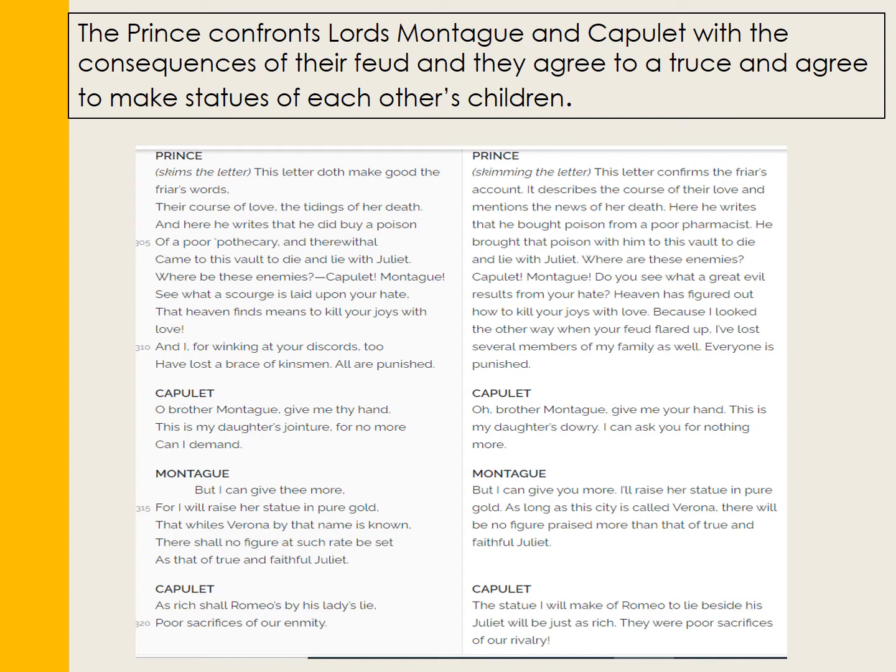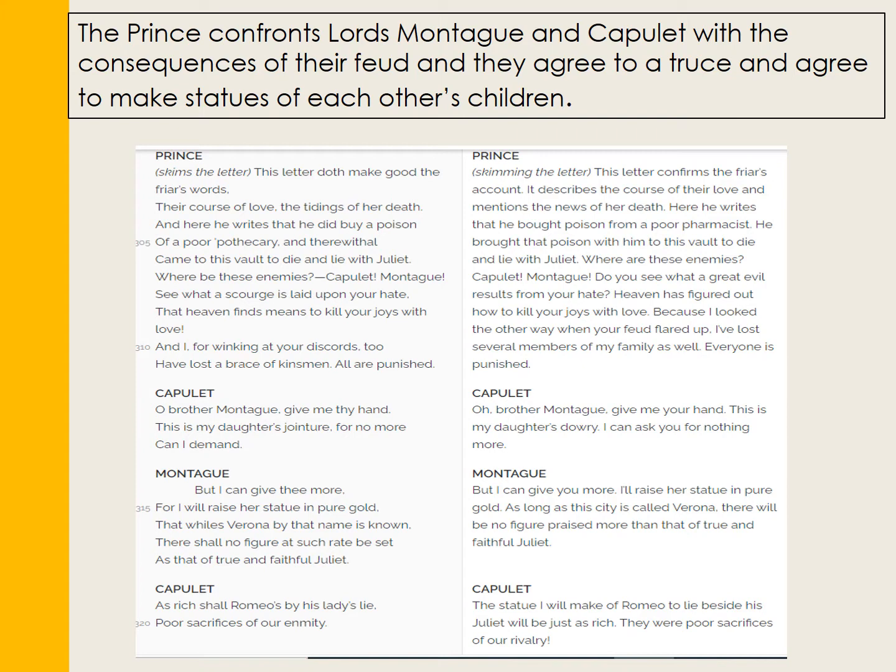Okay, so the prince reads a letter and he says, "This letter doth make good the friar's words, their course of love, the tidings of her death." And here he writes that he did buy a poison of a poor apothecary, and therewithal came to this vault to die and lie with Juliet. "Where be these enemies? Capulet, Montague, see what a scourge is laid upon your hate, that heaven finds means to kill your joys with love, and I, for winking at your discords too, have lost a brace of kinsmen."